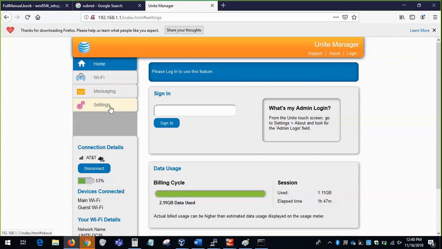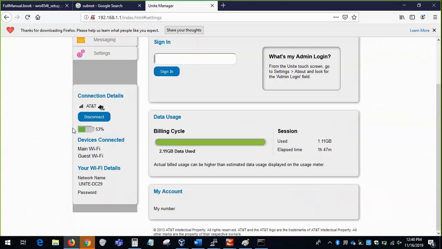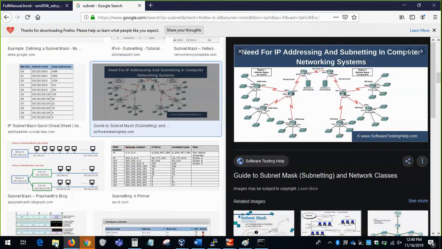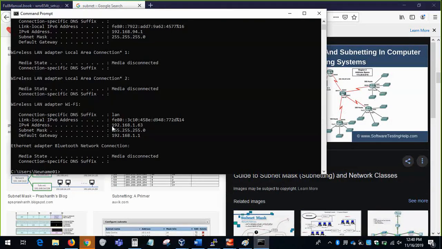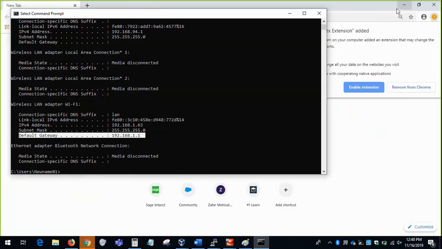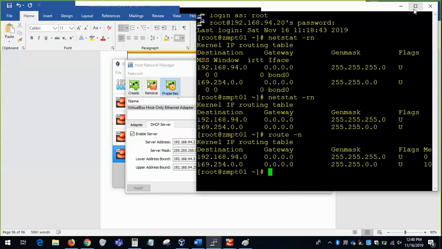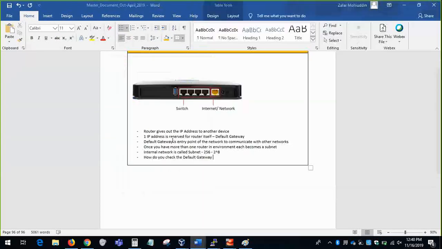The one I'm using right now is not exactly a router here. This is a hotspot, so it may not give you the correct information. But go ahead and do ipconfig and find out the default gateway. It's actually telling you the default gateway, 192.168.1.1. This is nothing but the entry point of the network to communicate with other networks.